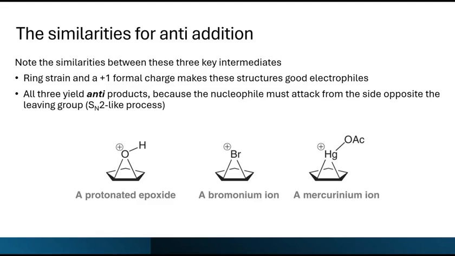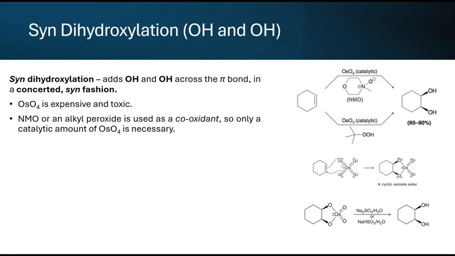The similarities for anti-addition. Note the similarities between these three key intermediates: a protonated epoxide, a bromonium ion, and a mercurinium ion. Ring strain, because these are three-membered rings, and a +1 formal charge make these structures good electrophiles. All three yield anti-products because a nucleophile must attack from the side opposite of the leaving group, an SN2-like process. So the attack must take place from the anti-location, which will result in the anti-addition products.